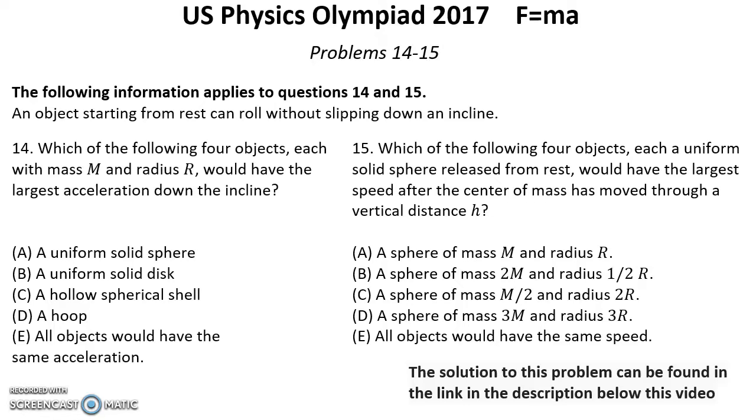In all four cases we have a sphere, and it doesn't matter what the mass and the radius are. What matters is the formula for moment of inertia, and in each case that will be the same moment of inertia. It means that the final speed will be the same after all, and that's answer E, and this is the solution for problem number 15.